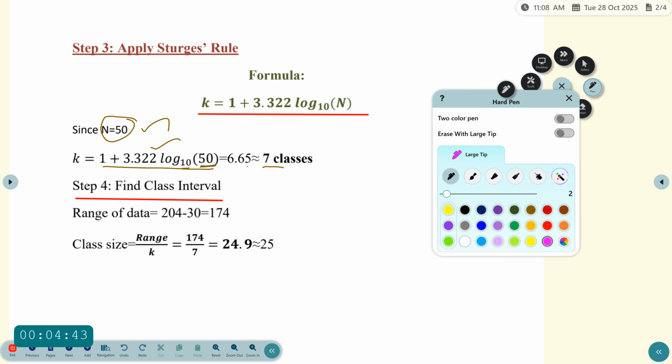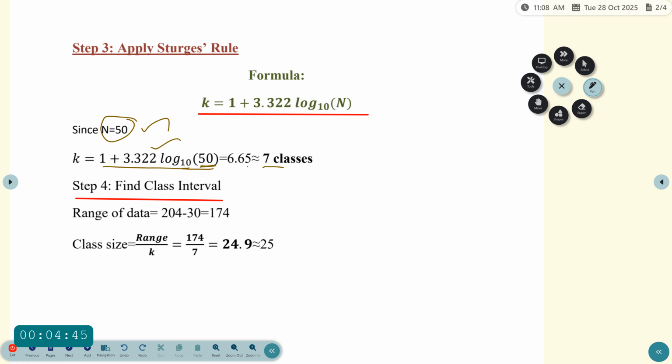Then move on to the fourth step. What is our fourth step here? The fourth step is to find the class interval for framing the frequency table. The range of the data is already calculated as 174. What is the size of the class interval? The formula is range divided by K. Our range is 174 and the K value is 7. So 174 divided by 7 is 24.9, which is approximately 25. So in step 4, we calculate the class interval.